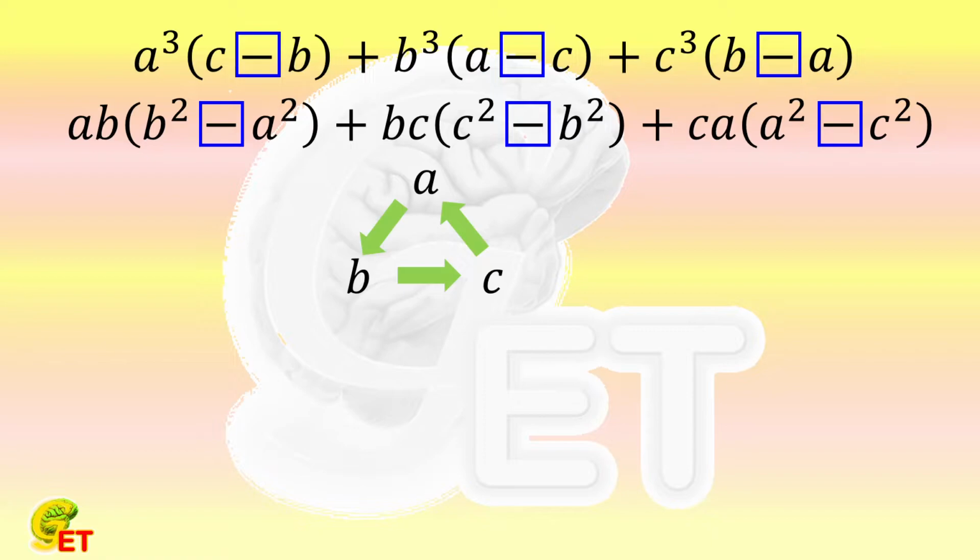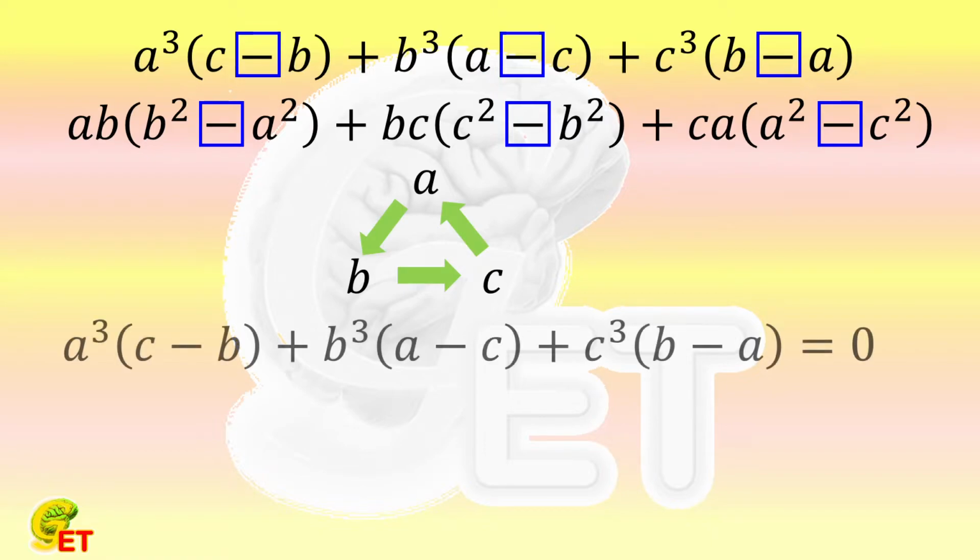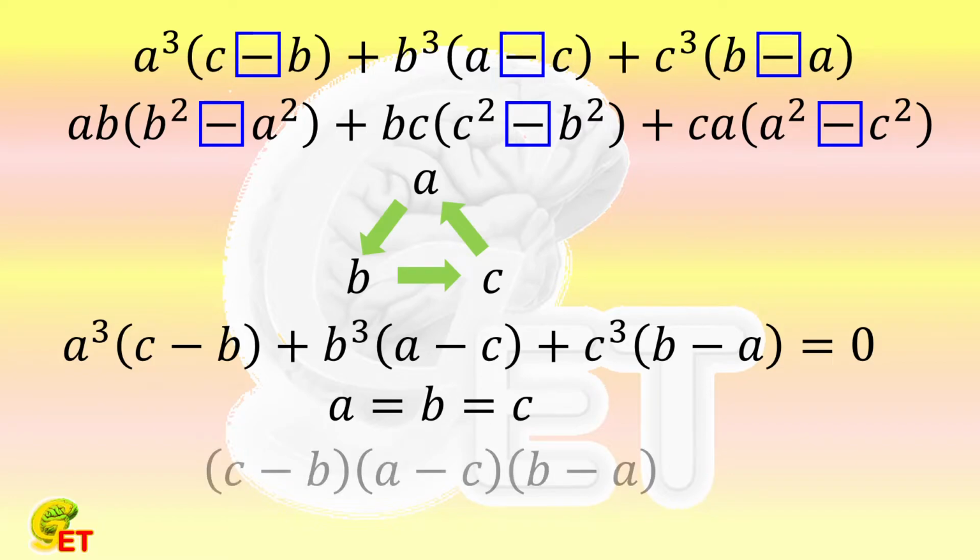It means that, if there is such an equation, where the value of such an expression equals 0, then A equals B equals C must be a solution to the equation. Therefore the three factors C minus B, A minus C, and B minus A can be our preferred targeted factors.